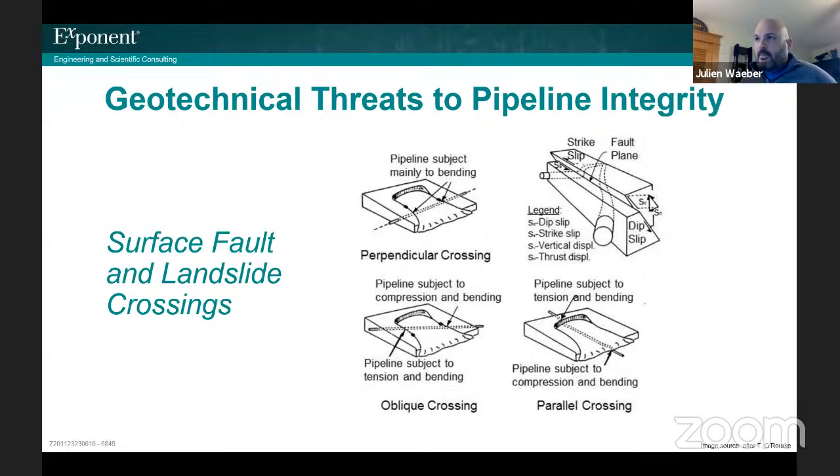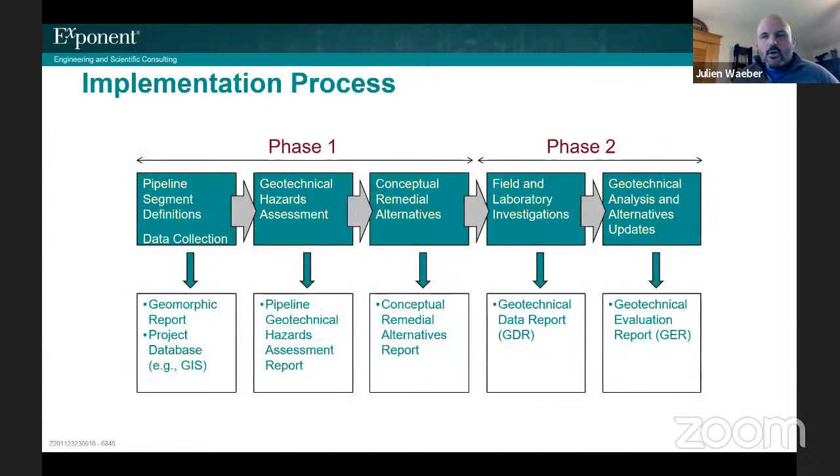So I keep mentioning pipelines, and I'm going to get a little more specific here as examples. So, what are some of the geotechnical threats to pipeline integrity, simply put? In looking at surface fault rupture and landslide crossings, I think you can all imagine that the pipeline will behave in many different ways due to movement, and that might be buckling, that might be extension. And the question is, under this loading, what is the serviceability of your pipeline, and what does that depend on?